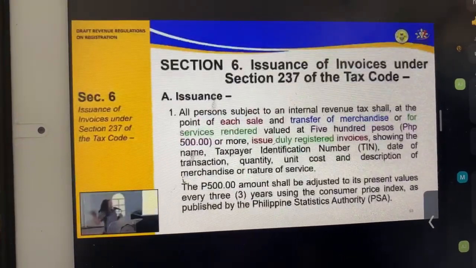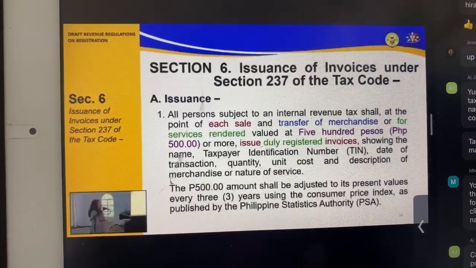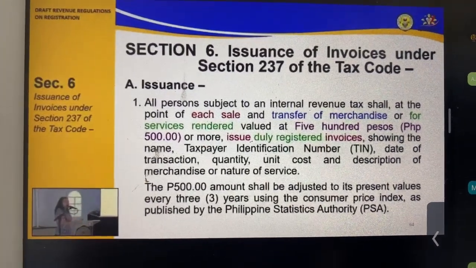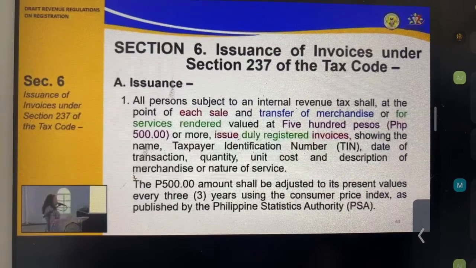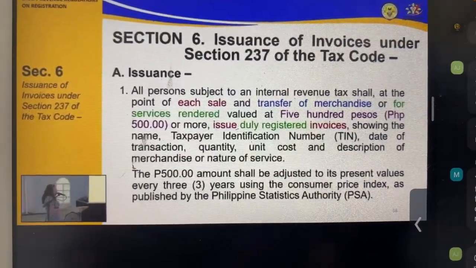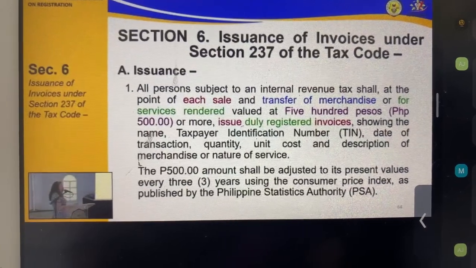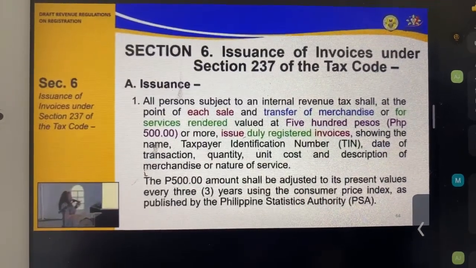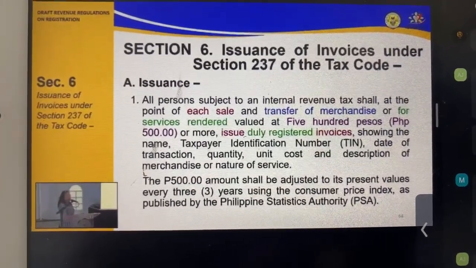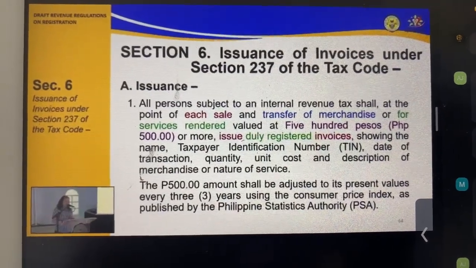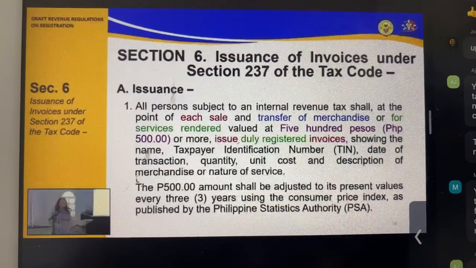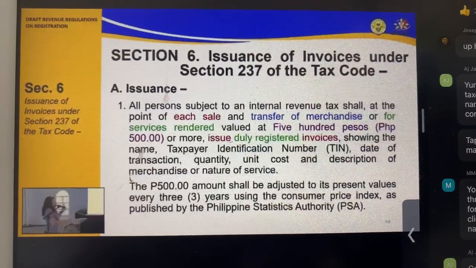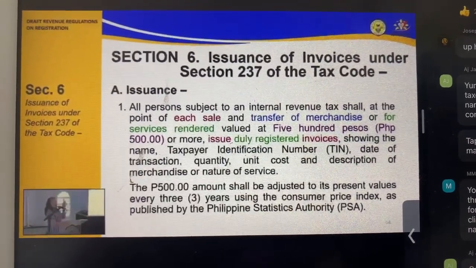Ayan, sinabi ko na. Dito na tayo sa regulations. Ano yung dinagdag natin dito? So, in English lang po, nilakihan, nilawakan yung statement. It barely says, all persons subject to an internal revenue tax shall, at the point of each sale and transfer of merchandise or services rendered valued at 500 pesos or more, issue duly registered invoices. In other words, kada benta, invoice lang po ang i-issue, wala na iba. Okay? And ang requirement ay 500 pesos or more.